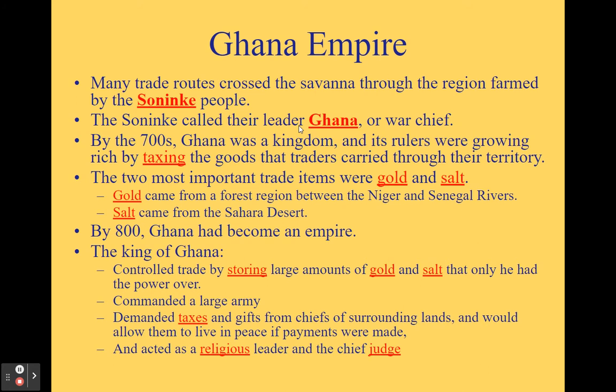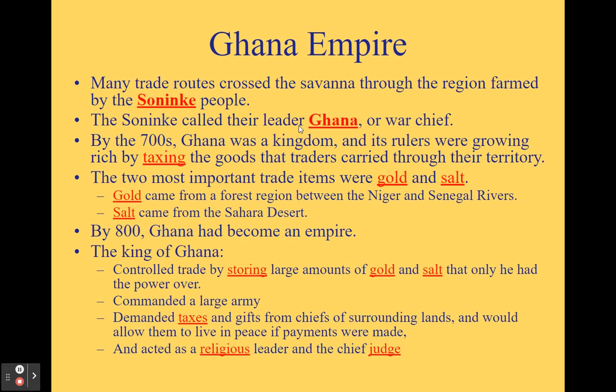The two most important trade items were gold and salt. The gold was coming from a forest region between the Niger and Senegal rivers, and the salt came from the Sahara Desert. All right, we saw a little bit on our Dragon Time activity about how the salt was mined out and carried through the desert. And by the year 800, Ghana had become an empire. The king of Ghana was controlling trade by storing large amounts of gold and salt that only he had the power over. So he literally was controlling it by controlling what could be traded.